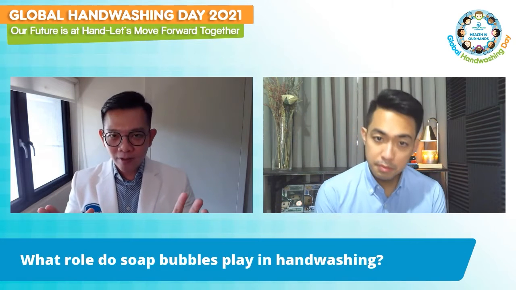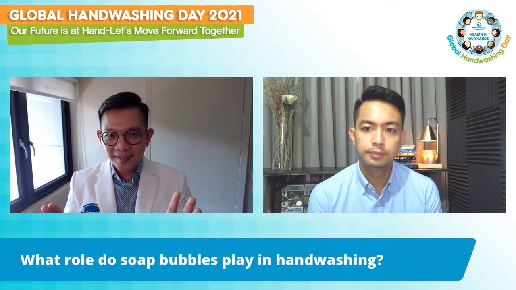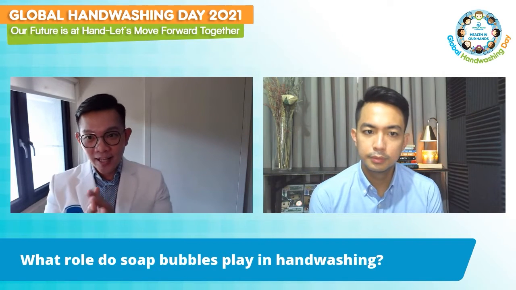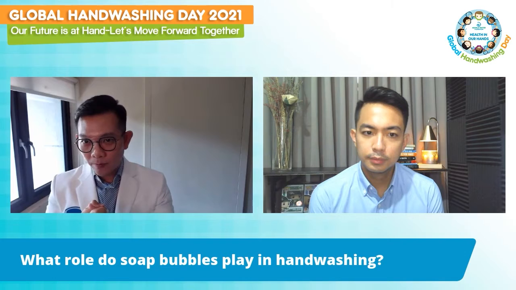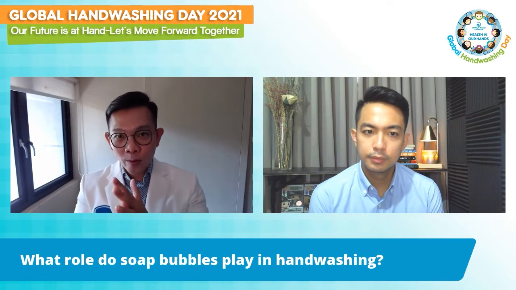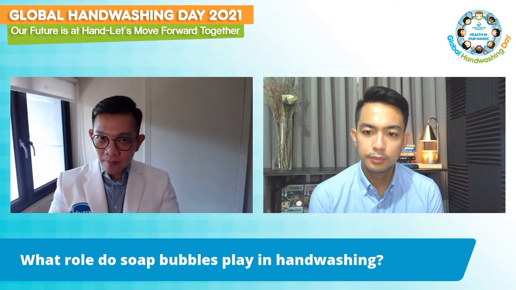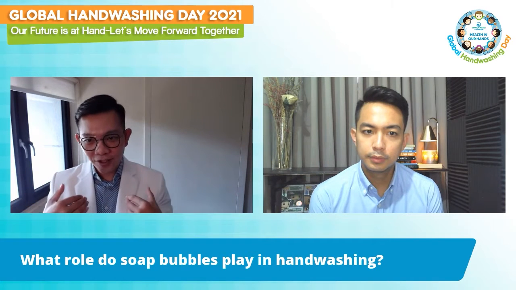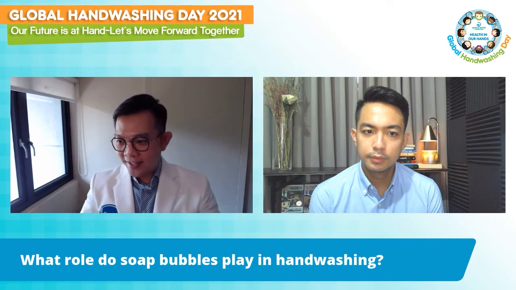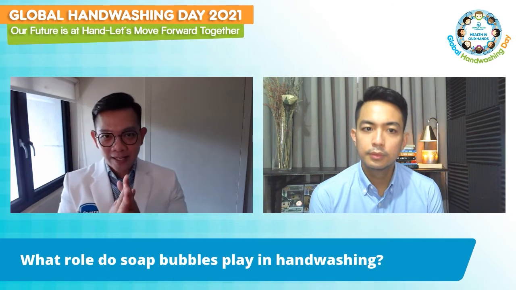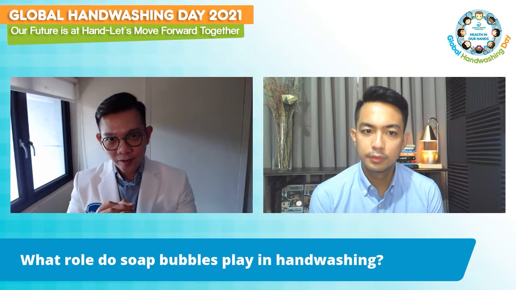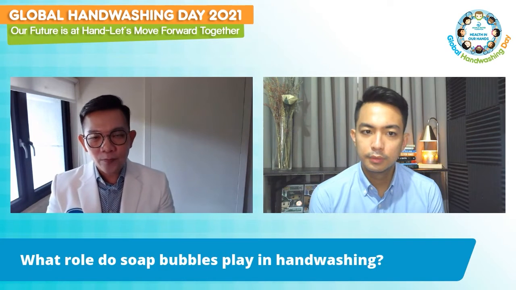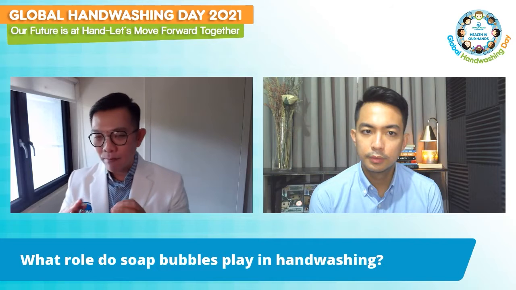What the soap bubbles tell us is how well we are covering our hands or any surface that we want to clean with the soap, and how well we are rubbing, because the more we rub, the more lather we get, and that is a signal for the user that we are doing the right amount of rubbing and covering of the surfaces. But in terms of cleaning and removing the germs itself, we don't actually need that much soap bubbles.